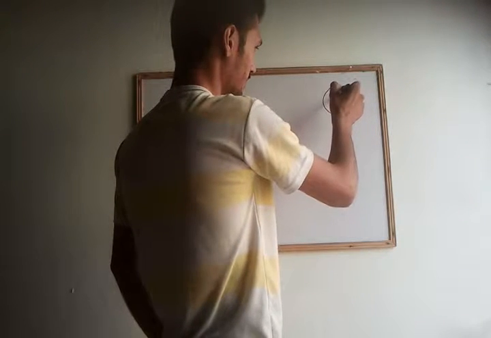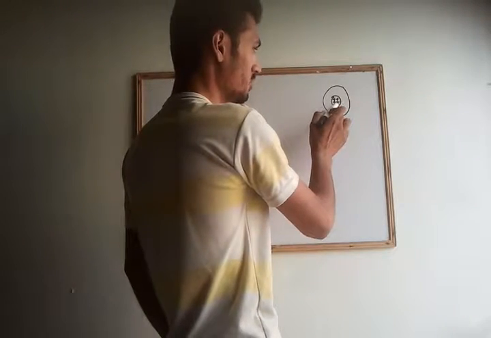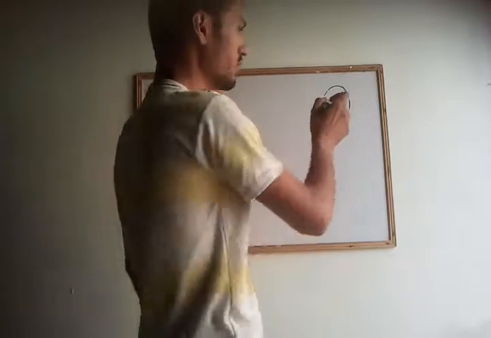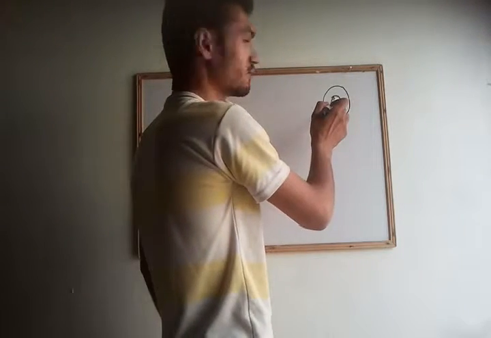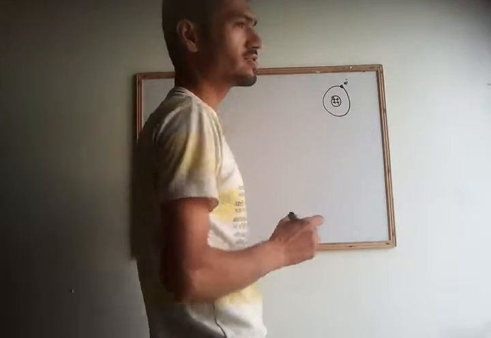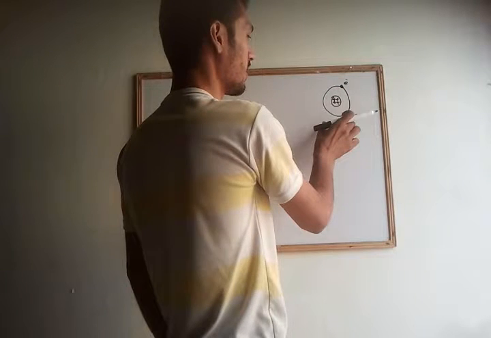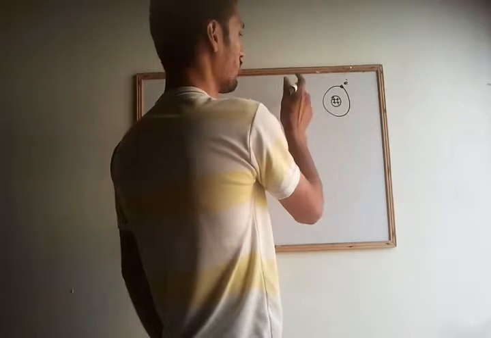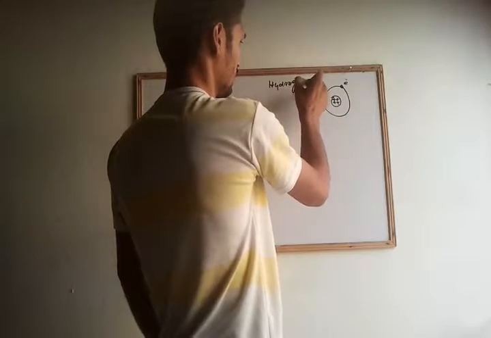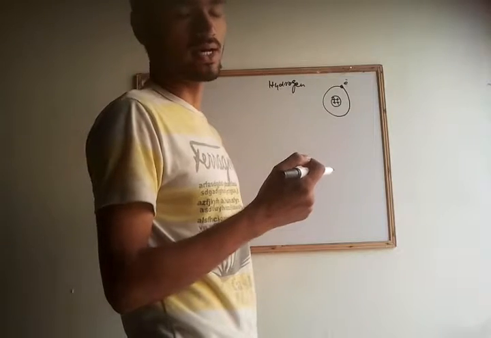This is an atom. This is a nucleus in which protons and neutrons are present. Protons have a positive charge, so the nucleus carries a positive charge. Electrons are present in the valence shell. We can say that this is the structure of hydrogen, because hydrogen has one proton and one electron.